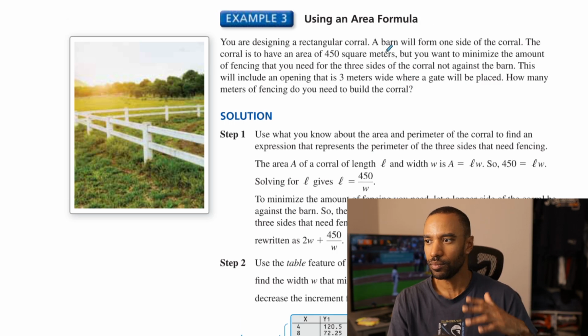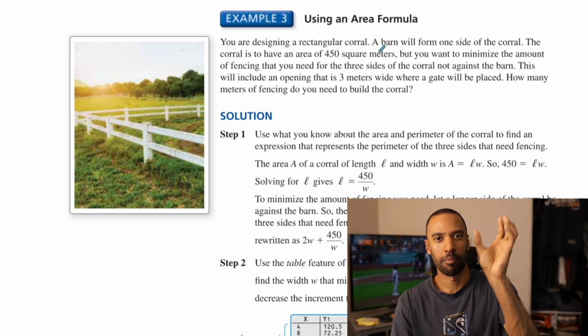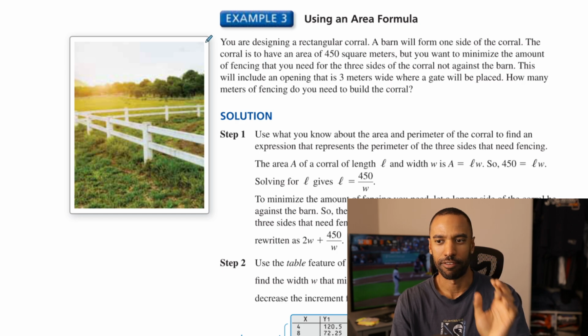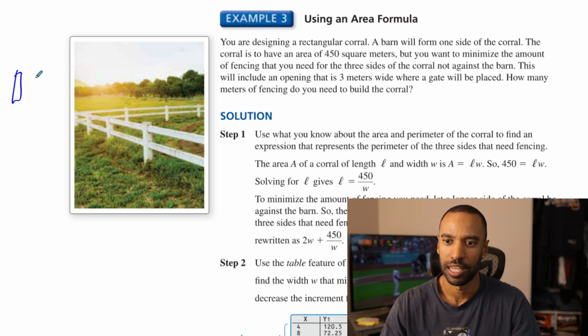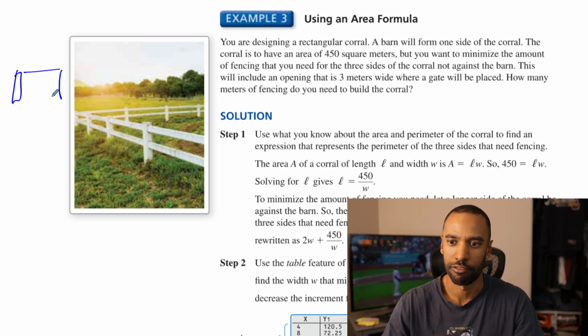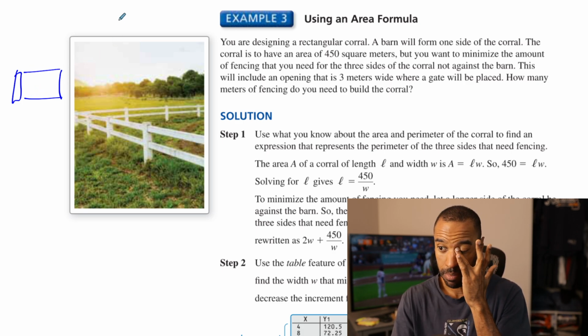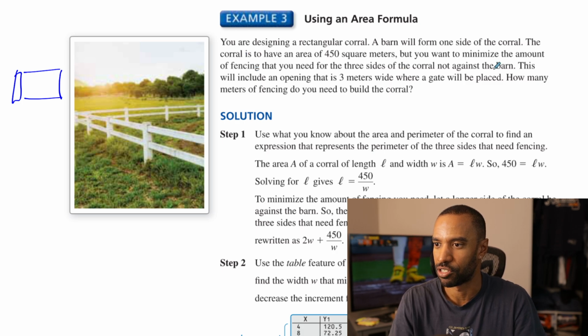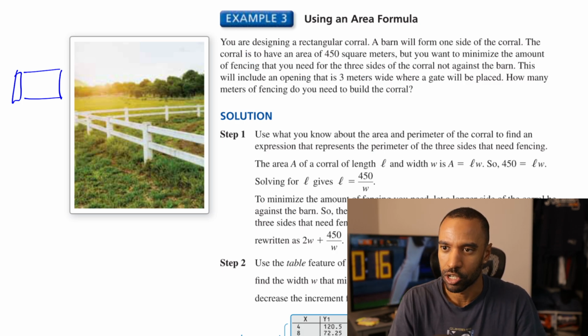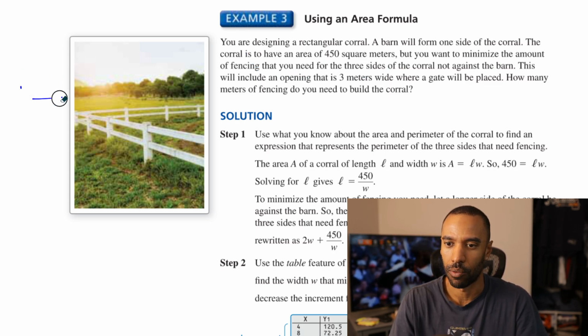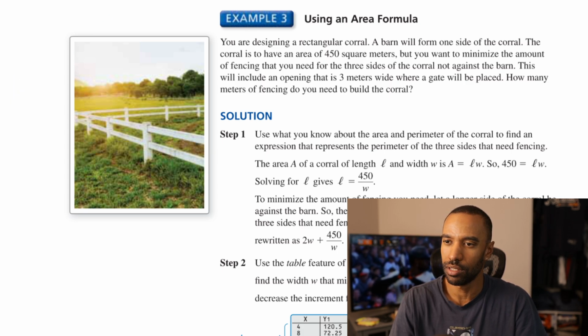But, you know, once again, they have a barn on one side, so that's not a part of your fencing, right? If this is your barn here, the other 3 sides are the fencing themselves. So here's fencing, fencing, fencing. And they say, how many meters do you need to build the corral based off stuff? An opening that's 3 meters wide, blah, blah, blah. We'll see what they want to do with that eventually. Let's follow what they say.